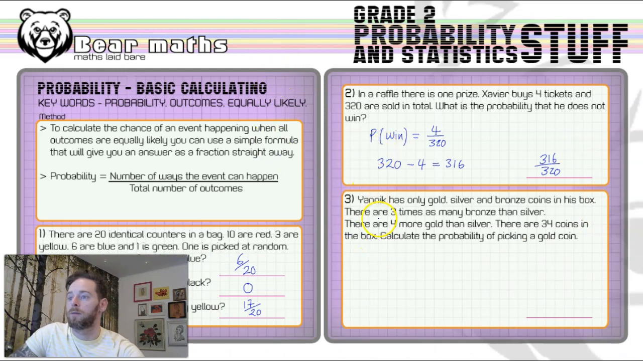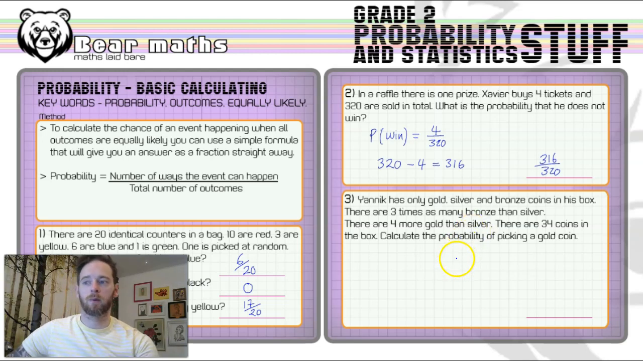All right, we've got Yannick has only gold, silver, and bronze coins in his box. There are 3 times as many bronze as silver. There are 4 more gold than silver. There are 34 coins in the box. Lots of information to digest. Calculate the probability of picking a gold coin.